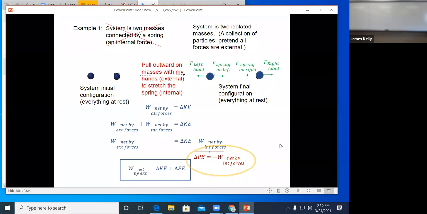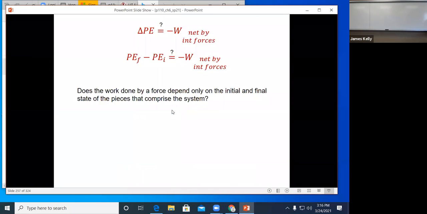So let's divide up. Uh-oh. I need to click on this again so my pointer will work.